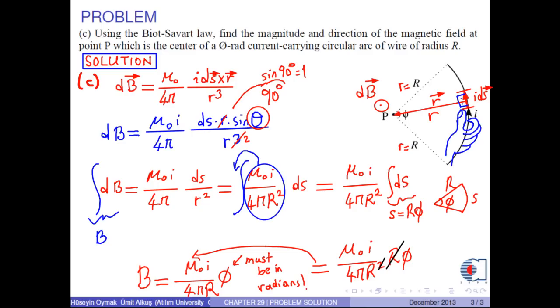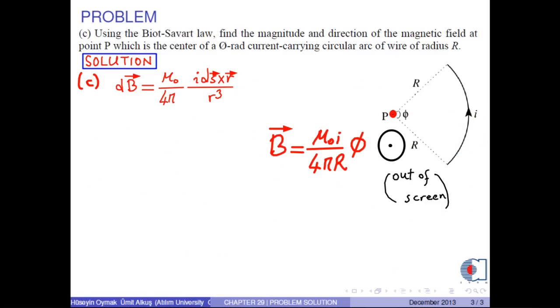Remember that the angle must be in radians, not in degrees. Finally, we can write the magnetic field at point P as mu0 times I over 4 pi r times phi, which is out of the screen.